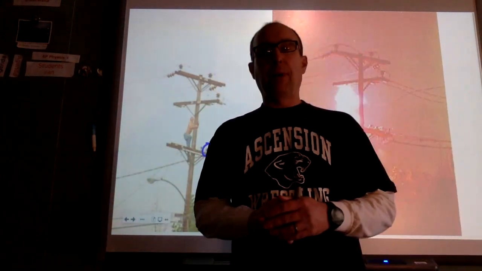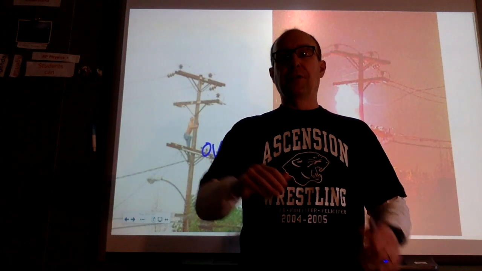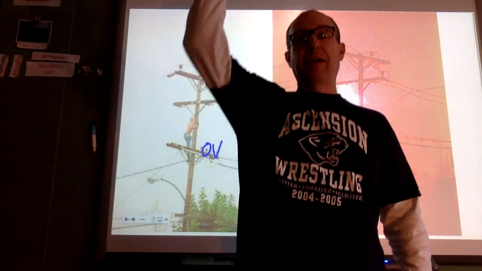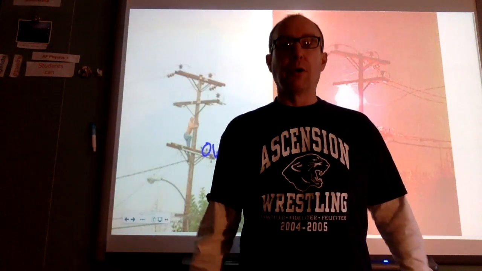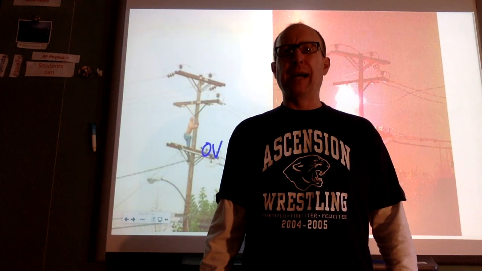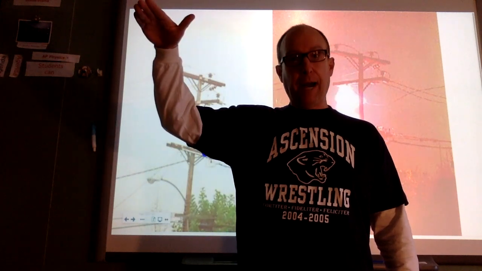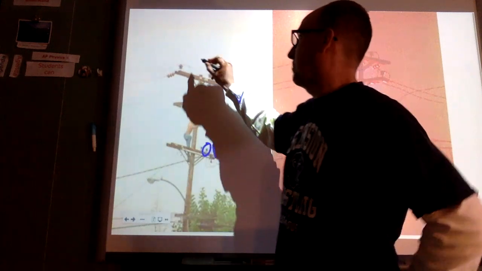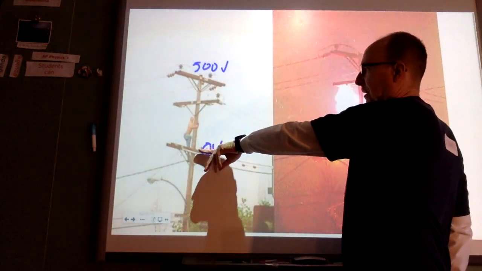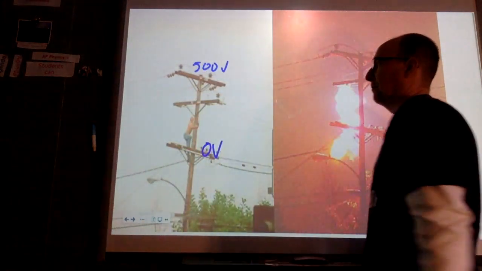The way power lines work is the ones closest to the ground are the safest, and as you get higher and higher, they're more and more dangerous. The lowest ones around your house would be like phone lines and cable lines, and then the power that goes to you. The very highest ones are high voltage. And so there's a potential of 0 here, there's a potential of 500 volts there.